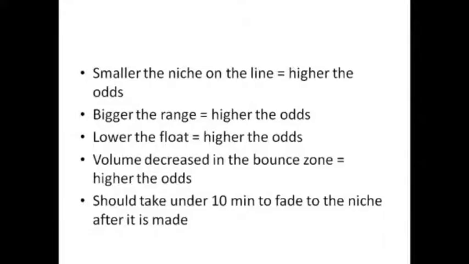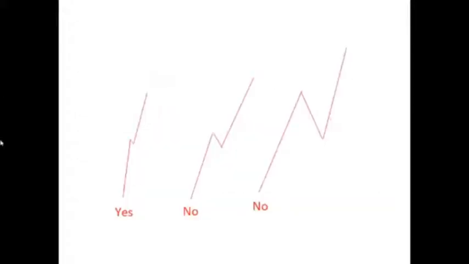And it should take under 10 minutes to fade to the niche after the niche is made. I don't want a niche to be made at, let's say, 10 o'clock, and then at 2:30 people saying, oh, well, it's going down to the niche now. No, that's not what I want. I want it to be a quick deal. So let's get into it, just off the line chart.